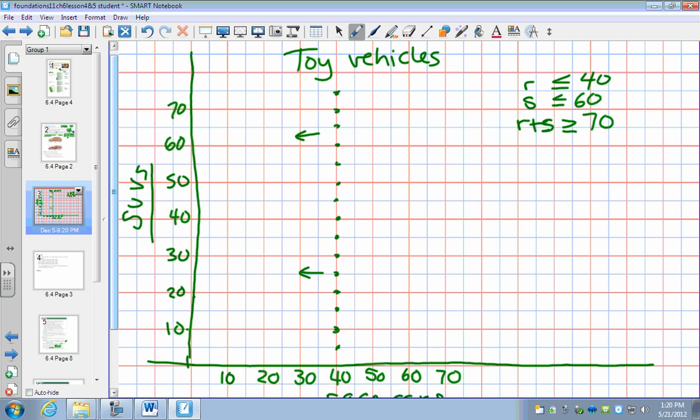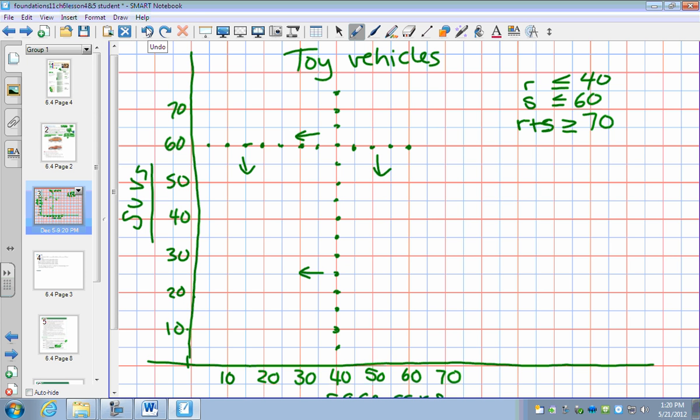Okay, S is less than or equal to 60. So I'm really talking about this line. This is when S is equal to 60, and I'm talking about all the values less than that. So far it looks like I have this square that I would shade in, but I have one more inequality, and that is R plus S is greater than or equal to 70.